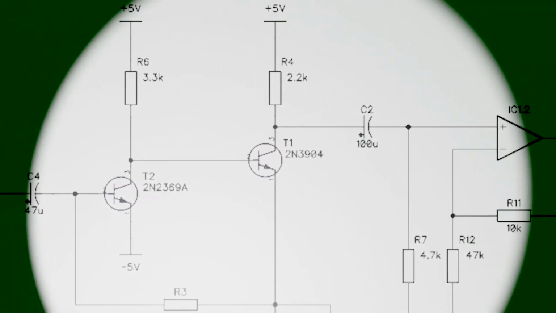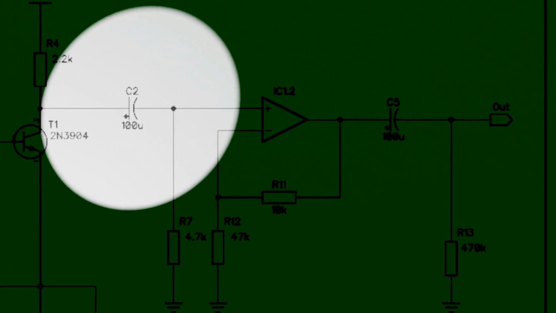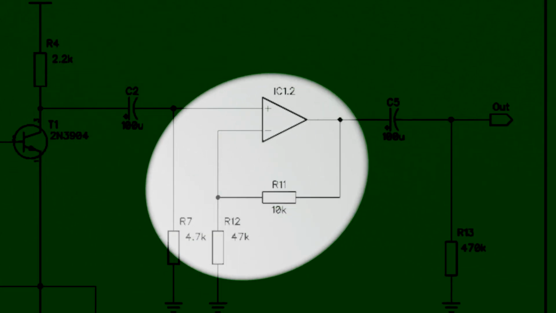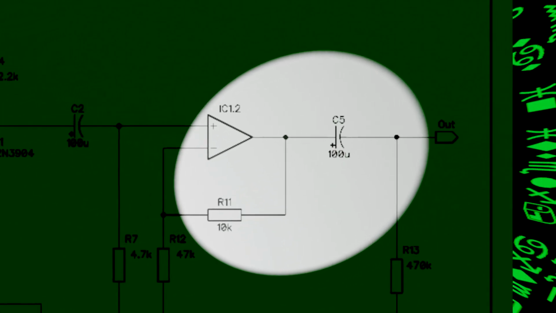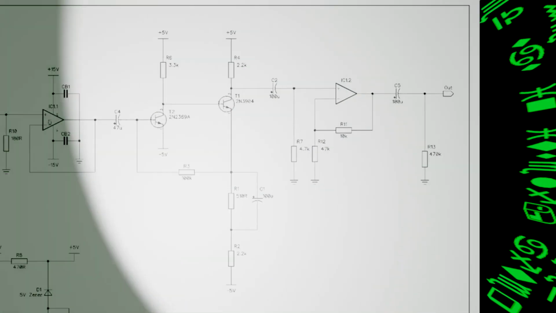Then we exit through the aforementioned coupling cap and into a makeup gain stage that reamplifies the signal to the level it came in at. One last coupling cap to block any residual DC, and that's the whole circuit in a nutshell.